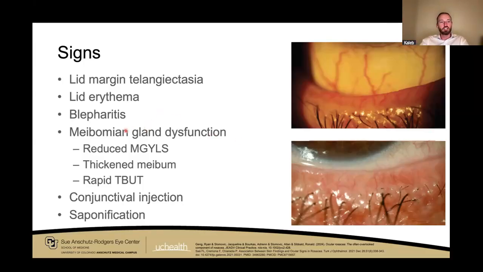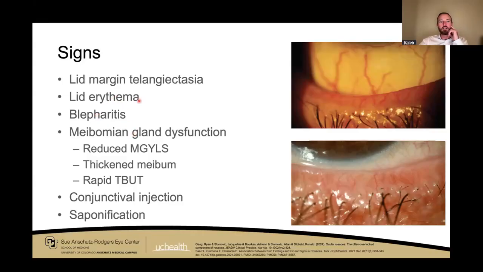So you can start to get MGD, reduced meibomian glands yielding a liquid secretion, thickened meibum, a rapid tear breakup time. You'll start to get blepharitis. Just like you get inflammation of the skin, you're going to get inflammation of the eyelid, and when we get inflammation of the eyelid, we call that blepharitis. And again, because the meibomian glands are housed inside of the eyelids, we can start to get meibomitis as well, inflammation of the meibomian glands.